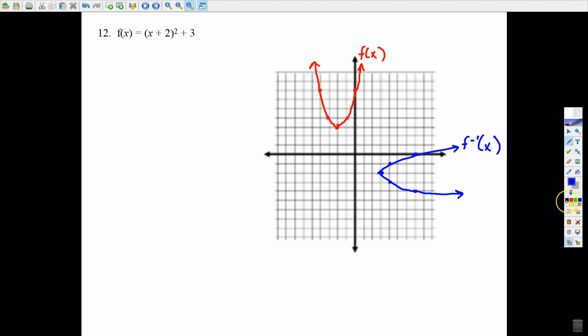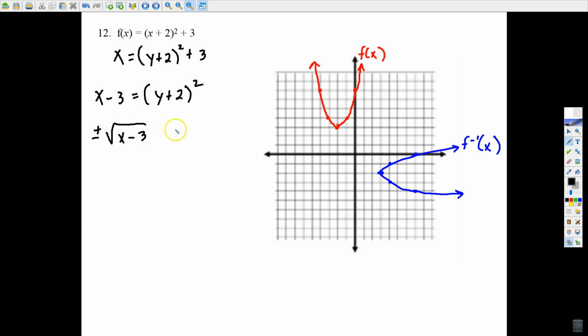Okay, we still haven't found the inverse function, so once again, we'll switch places with x and y, and solve for y. So the first step in doing that will be subtracting 3. Now we'll do the square root of both sides. Don't forget plus minus. And then you can subtract 2. And this is the inverse function.